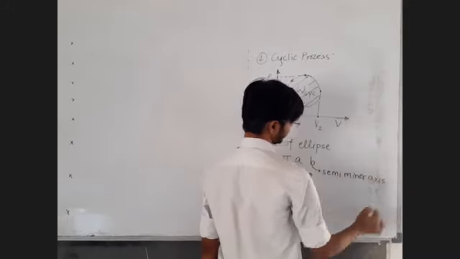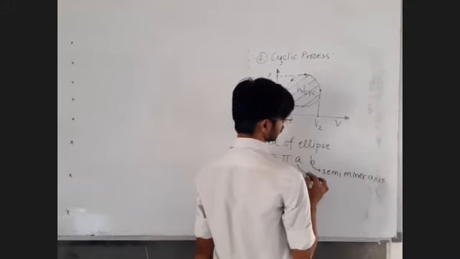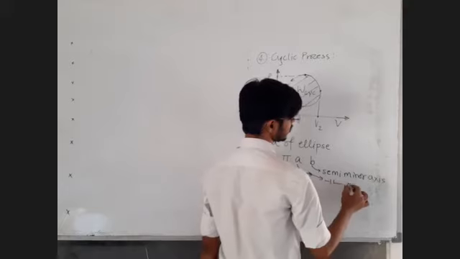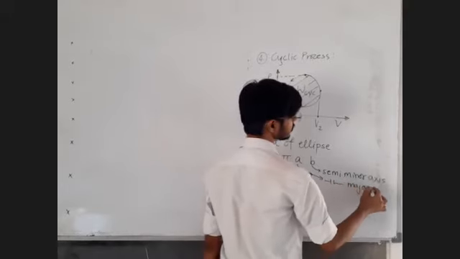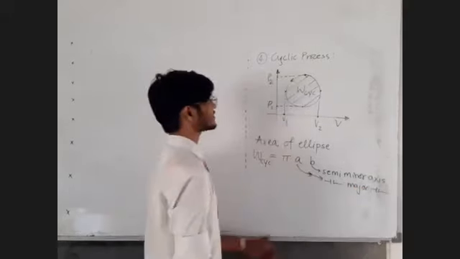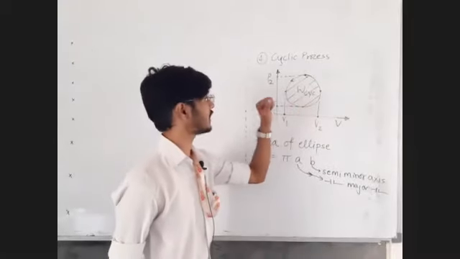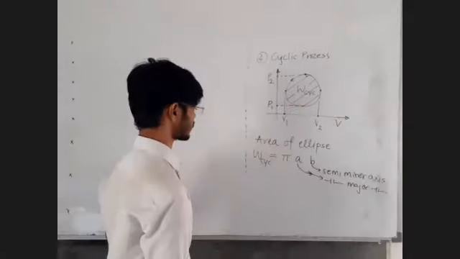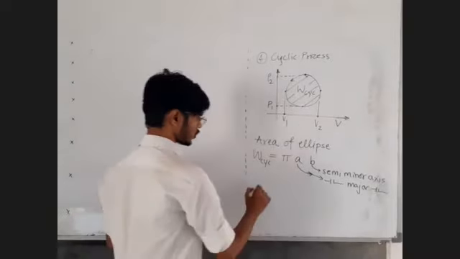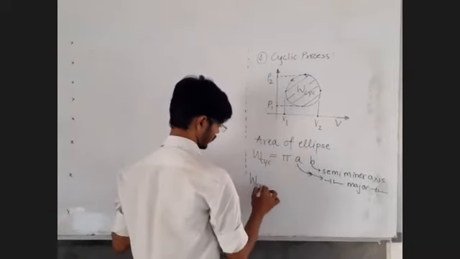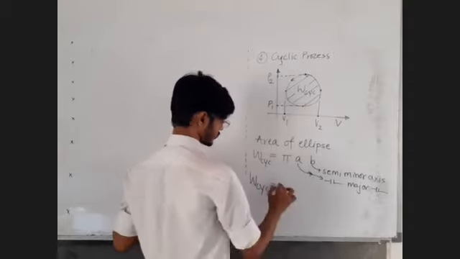Semi of minor axis. Similarly, what is A? A is semi of major axis, half of major axis. Now you can consider any axis as major, any axis as minor. That actually doesn't matter. Okay. So let us try to write down the formula for work done in the cyclic process.